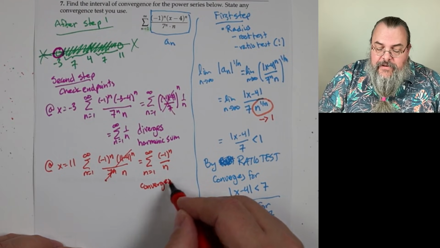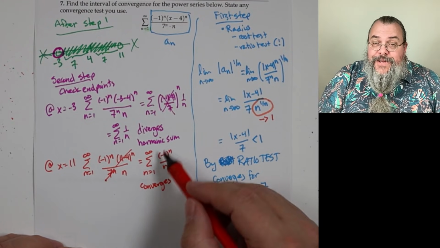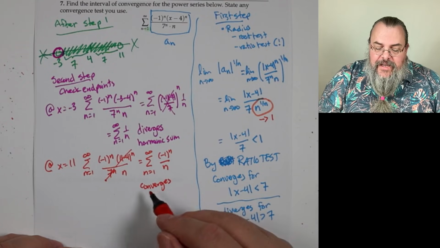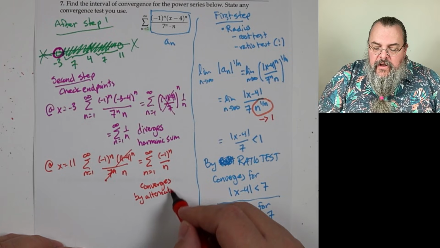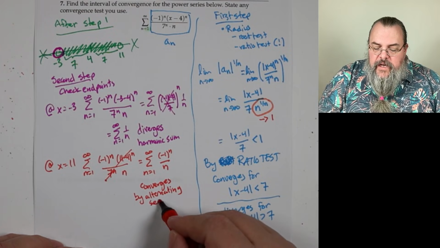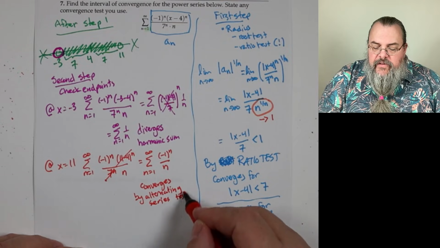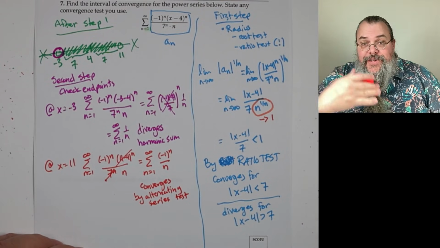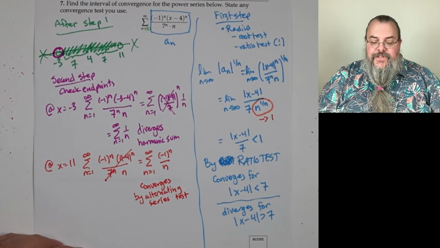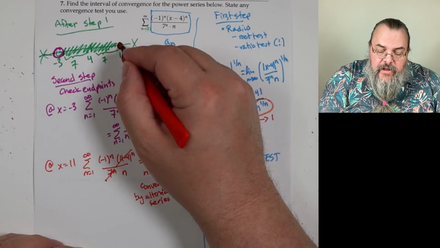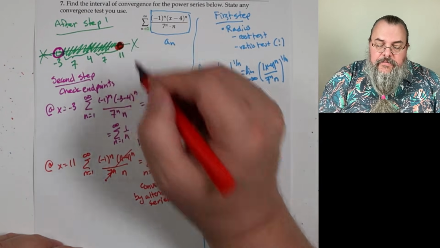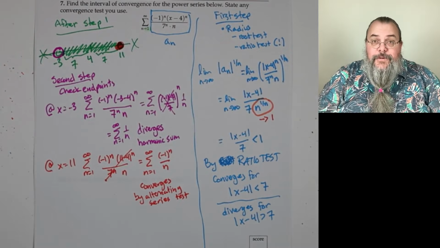Well, what's the difference? You have that extra plus minus. And so you say, by alternating series test, we're alternating. We have that plus and minus, and the terms decreasing down to 0. So you do include the endpoint at 11. All right, so now we're done.